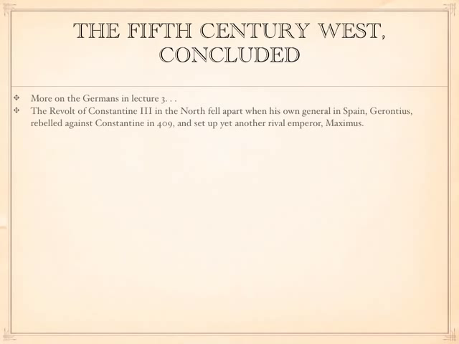The revolt of Constantine III in the north fell apart when his own general in Spain, a fellow by the name of Gerontius, rebelled against Constantine in 409, and set up yet another rival emperor, so now you've got three supposed emperors in the west, a chap by the name of Maximus.